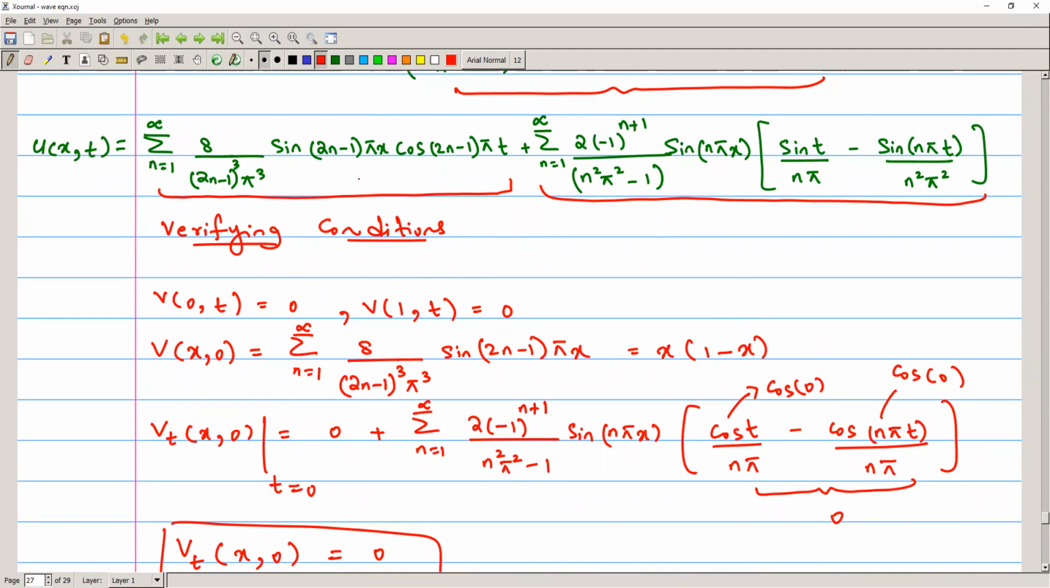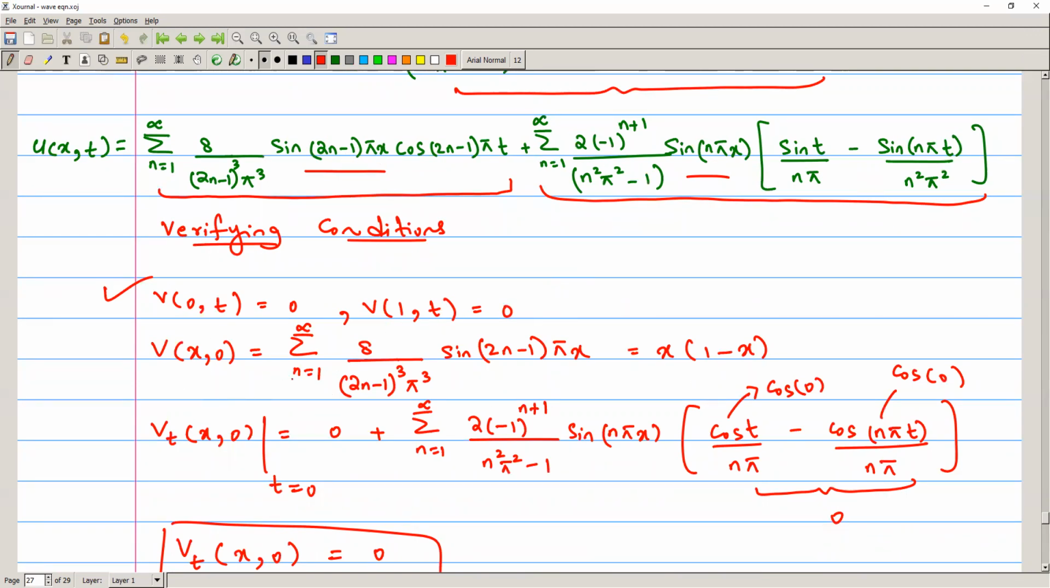V(0,t) is equal to 0. Therefore, if we put 0 here, it will be 0. Again, 0 here will be 0. So this is 0, verified, right? V(1,t), if we put 1 here for x, so it will be 0. Sine (2n minus 1) pi is 0. And again, sine n pi is 0. So again, it will be 0, right?